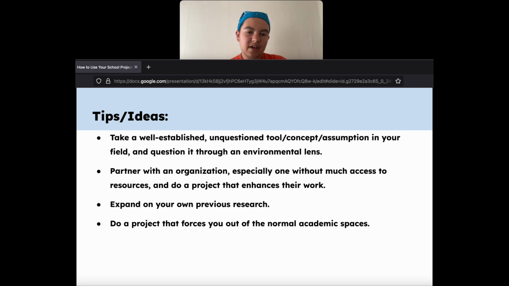You can expand on your own previous research. This is nice because sometimes a quarter or a semester can give you a good start on something, but it's not enough to really go in depth on the issue that you just learned so much about. You don't want to abandon it right there. You want to keep going with it, maybe from a different angle. And then finally, you can do a project that forces you out of the normal academic spaces.